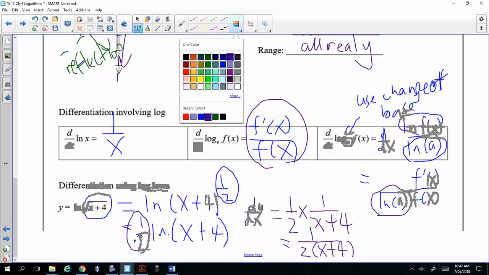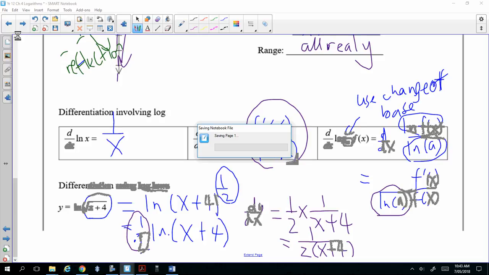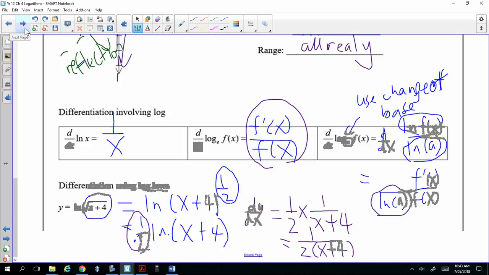Okay, good. So we're done. There are another 2 pages that follow, so one more page of summary. Okay, we'll go to the next page when you're finished. Okay, next page. Differentiation involving exponential.